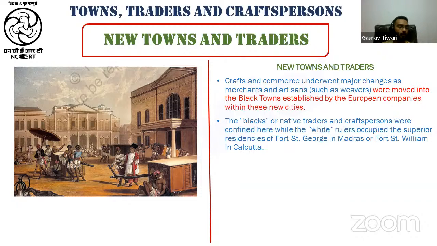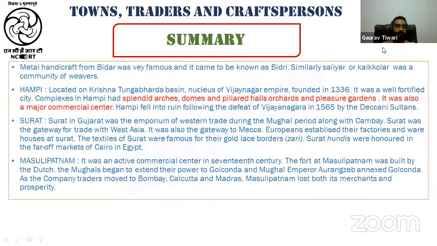Okay, so let's move forward. Let's summarize what we have studied. The metal handicraft from Bidar was very famous and it came to be known as Bidri. जो handicraft था वो बिदरी के नाम से जाना जाने लगा. Similarly, Salyar or Kaikolar was the community of weavers. Then we talked about Hampi.